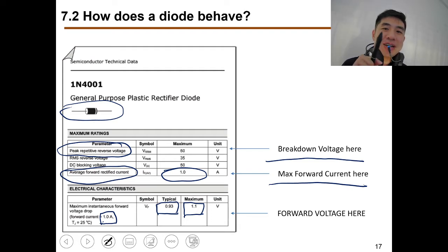So Mr. Wong never bluff you. Most diodes are at about maximum 1 amp already. Beyond that, it doesn't work anymore.